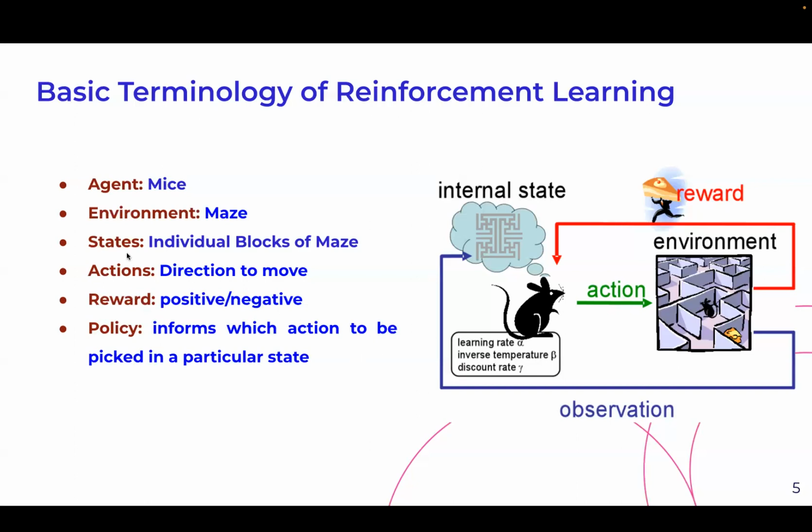And one more thing is policy. Policy is kind of a blueprint which tells you, if you are in a particular state, which action you need to choose in order to maximize the total reward. So this policy is what basically is unknown.